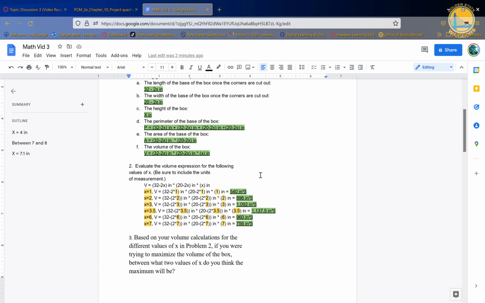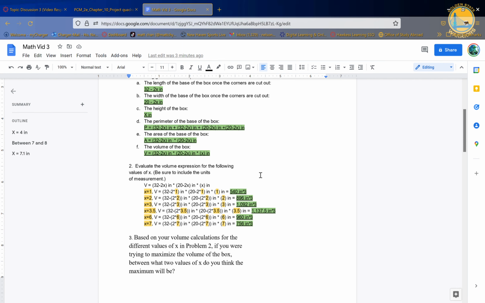For D, the perimeter of the base of the box. Perimeter is P equals 2L plus 2W, and the two lengths are 32 minus 2x inches and 20 minus 2x inches. So we just multiply that by 2, and we should get our perimeter. The area is length times width, which is here. 32 minus 2x inches times 20 minus 2x inches. And volume of a box, that's length times width times height. So that's 32 minus 2x inches times 20 minus 2x inches times x inches.